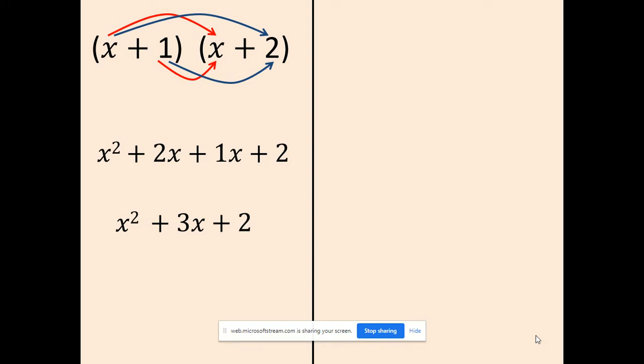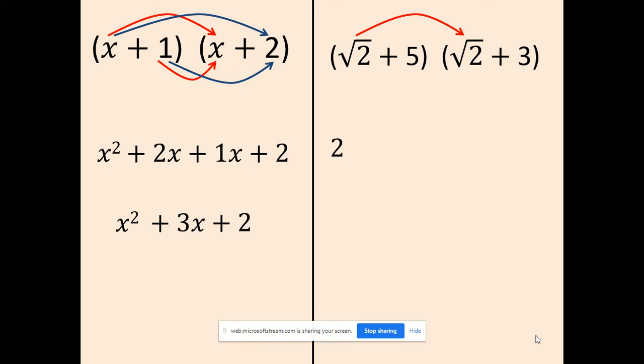Okay, now let's look at a double bracket involving surds. So there isn't an x, there isn't a variable. We replace the variable with a surd, square root 2. Again, same rule, use the arrows. Root 2 times root 2, what did we say? A surd times itself is just 2. Root 2 times root 2 is just 2, okay?